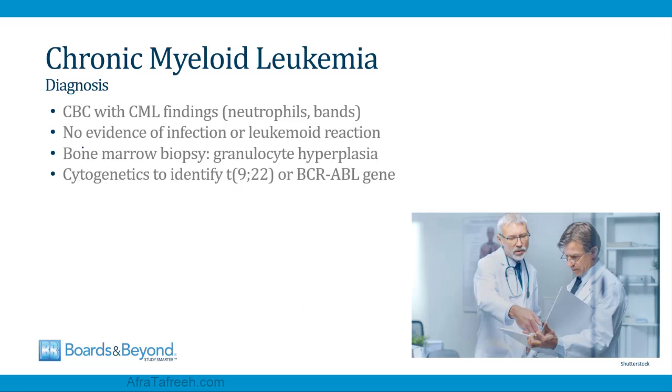So the diagnosis is usually made in the chronic phase. In that phase, patients have a CBC that shows typical CML findings like we talked about earlier, including increased neutrophils and band forms with no evidence of infection or leukemoid reaction. This usually leads to a bone marrow biopsy, which will show granulocyte hyperplasia, and then cytogenetic testing of the malignant cells from the bone marrow biopsy identifies the 9;22 translocation and the BCR-ABL gene.